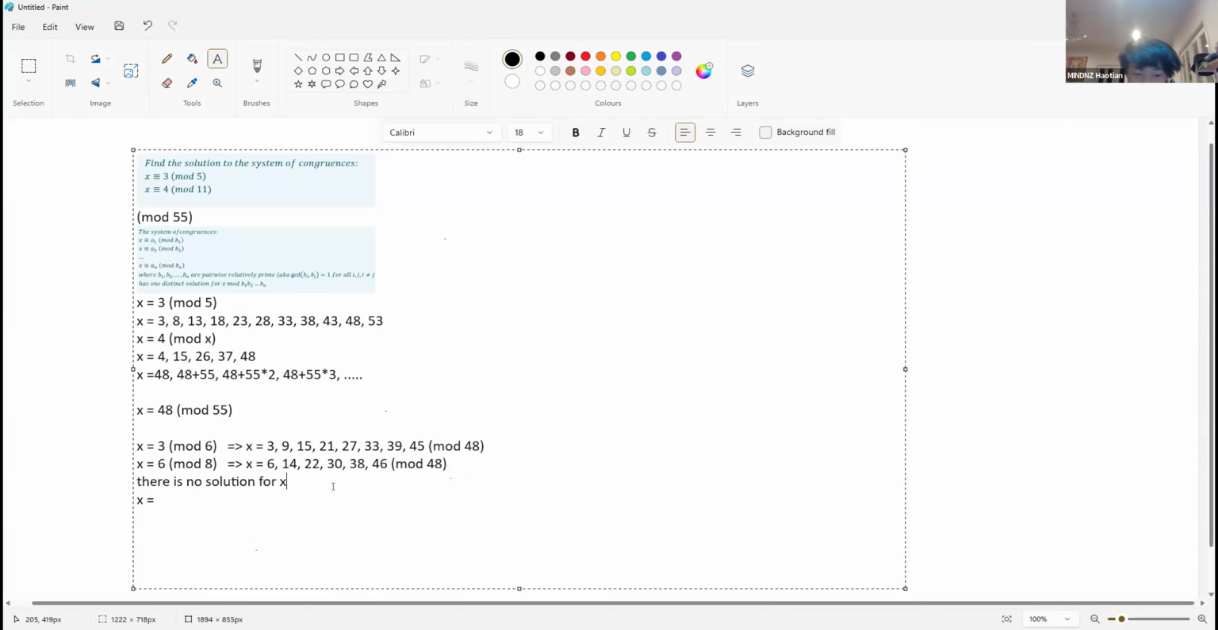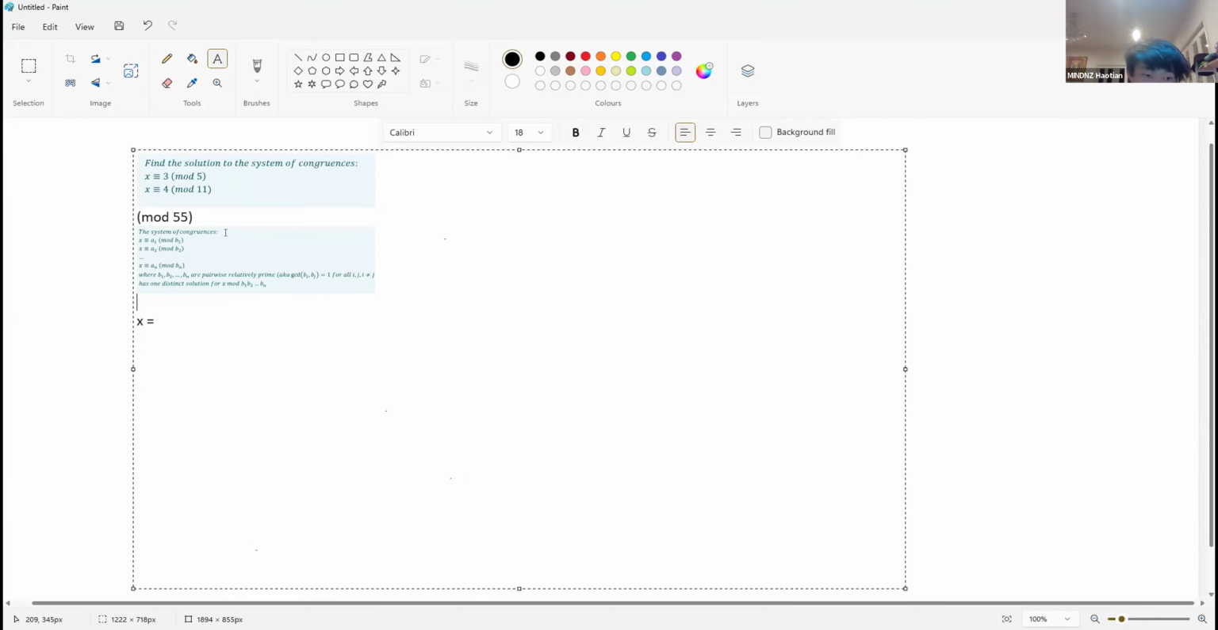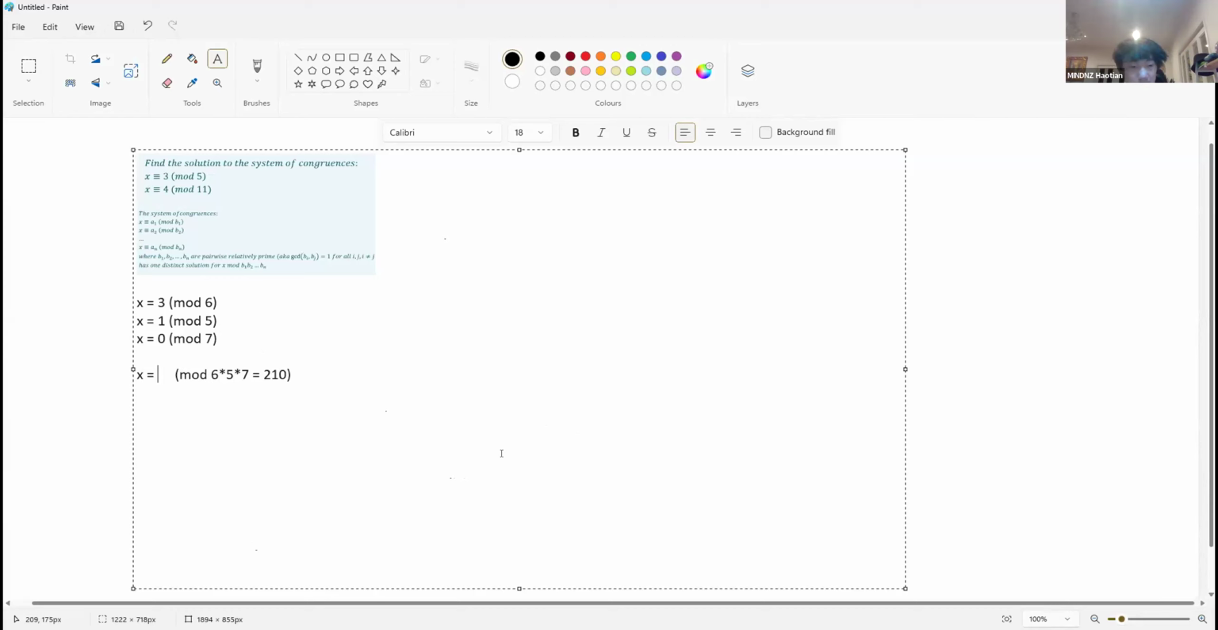Now for one last example, let's try it with 3 congruences. x is congruent to 3 mod 6, x is congruent to 1 mod 5, x is congruent to 0 mod 7. So the theorem states that there should be one solution for x mod 6 times 5 times 7, which is equal to 210. And okay, this is not going to be easy to find.